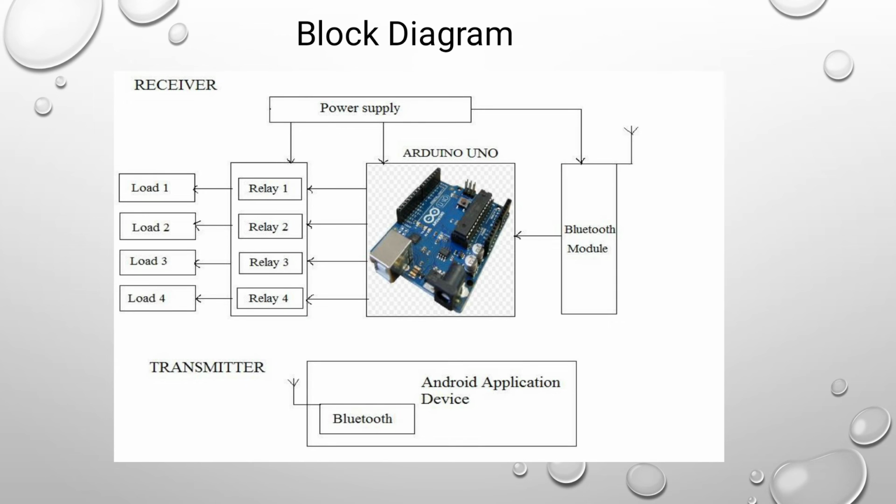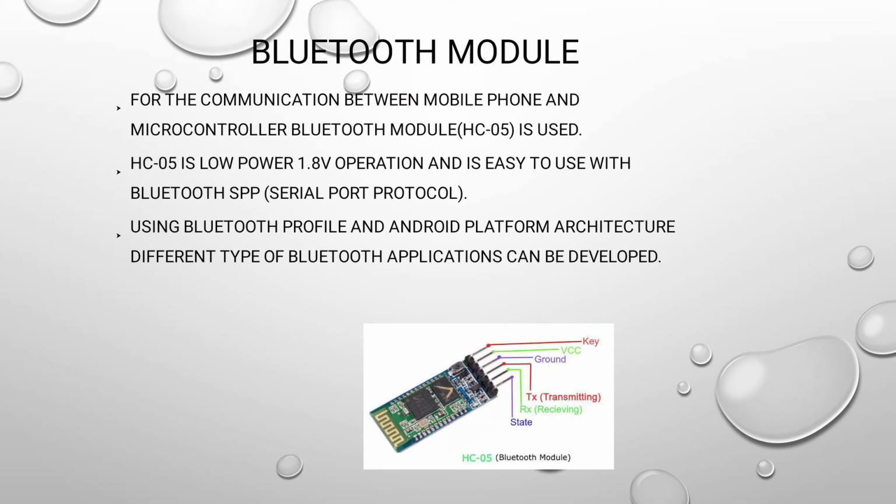The block diagram consists of loads and relays connected to each other, and a power supply, which is connected to the Arduino Uno and relays. The Bluetooth module is solely connected to the Arduino Uno. Transmission is from a Bluetooth Android application device.